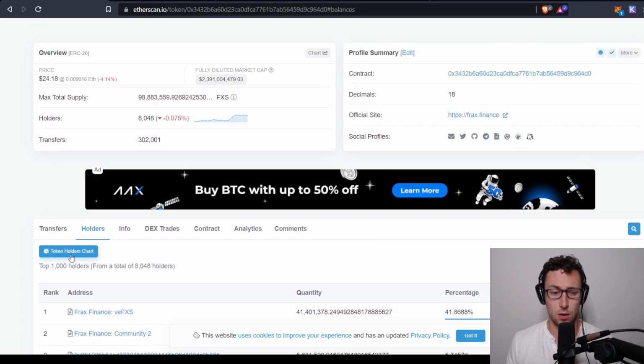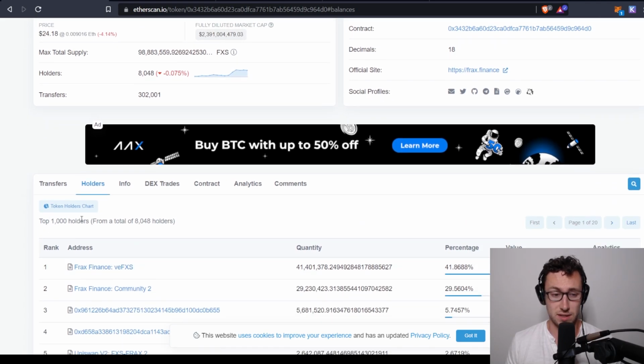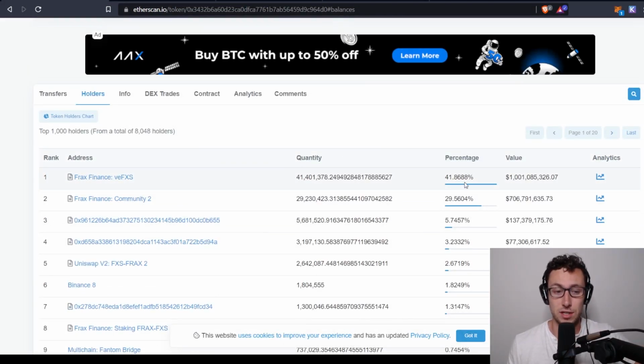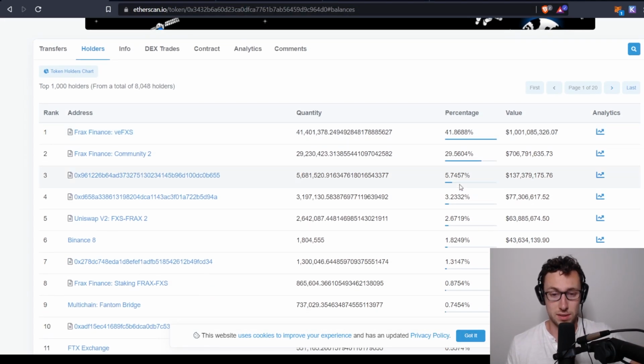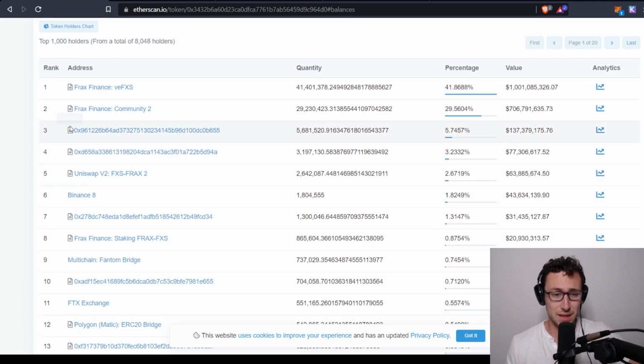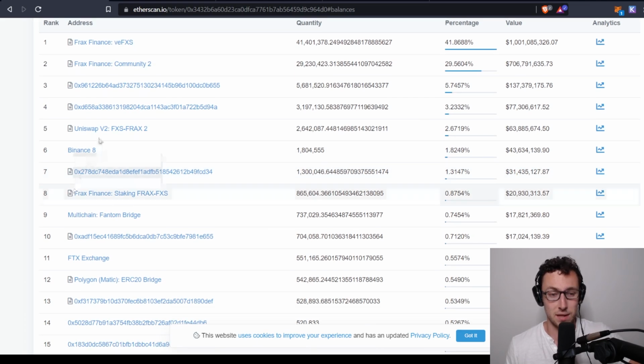But one thing that is really powerful that you can do is look at the top holders here. They have the top 1,000 holders out of 8,048, and you can see the percentage that each of these wallets holds. And you can see here, some of these are labeled. So for example, there's locked FXS, there's the community pool, and then there's some contracts. These ones with a little document symbol next to them are contracts. You can see there's some contracts that are locked in.